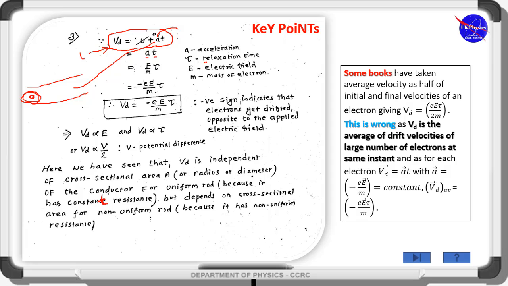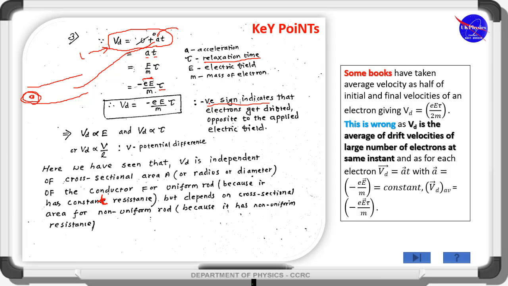The time is the relaxation time, and F is the electric force experienced by the electron under the effect of the external electric field, and m is the mass of the electron. The relaxation time remains the same here, and the negative sign indicates that the electrons get drifted, meaning shifted, opposite to the applied electric field, which we have already discussed in the previous lecture.